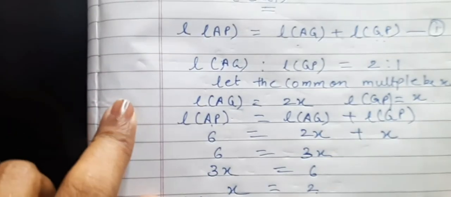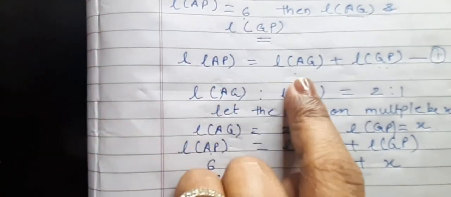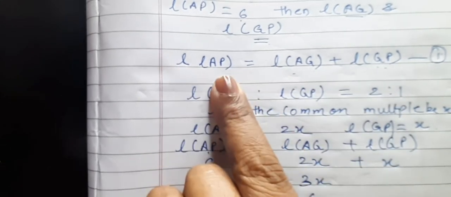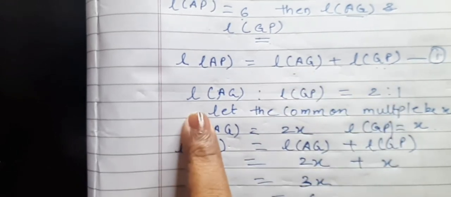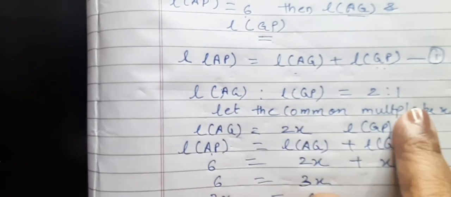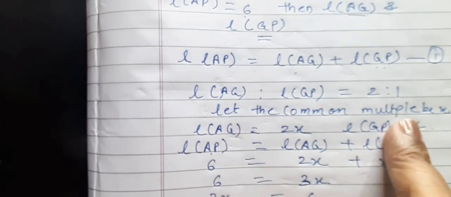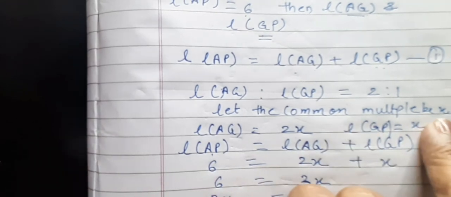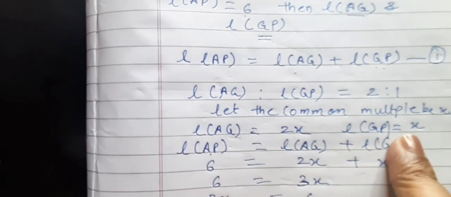Right? I'll repeat one more time. What is given? AP is given. The whole length of the median is given and we have to find out the length of AG and GP. Okay. What is length of AP? Length of AP is length of AG plus length of GP. Now their ratio we have, right? So it is AG is to GP equal to 2 is to 1, right? Now here we have to consider common multiple when the things are given in ratio. So we will consider common multiple as x. So length of AG will be 2x and length of GP will be x.